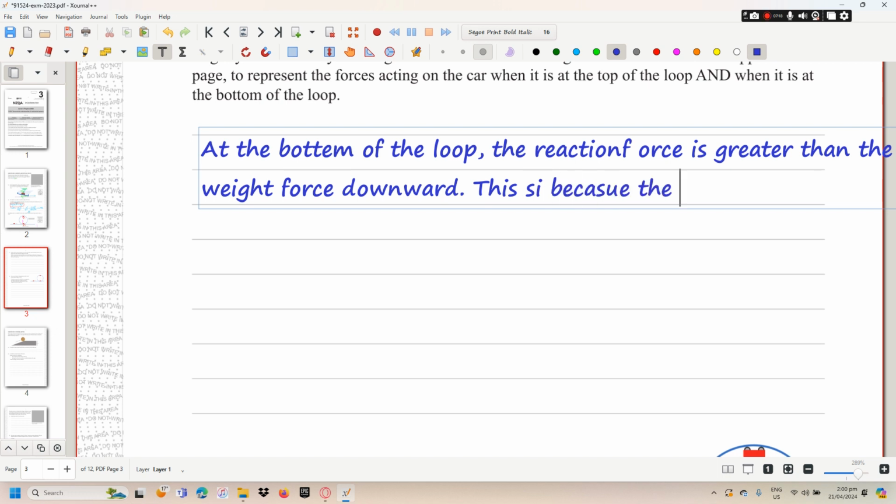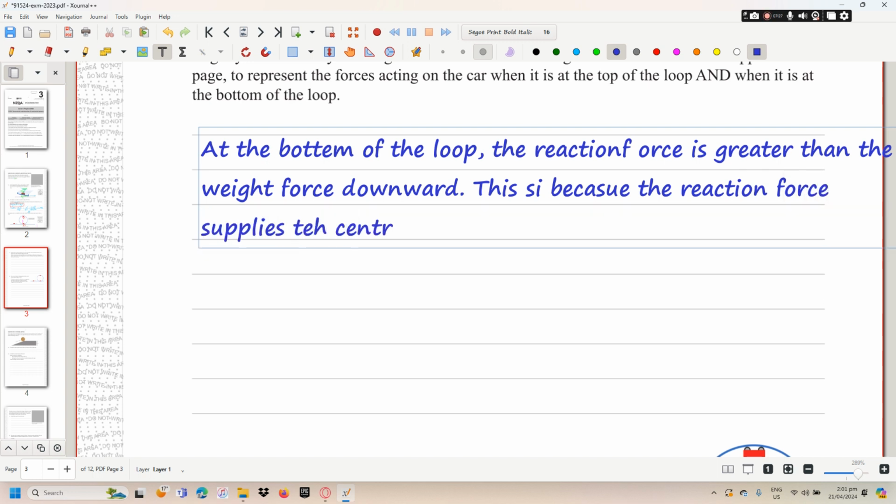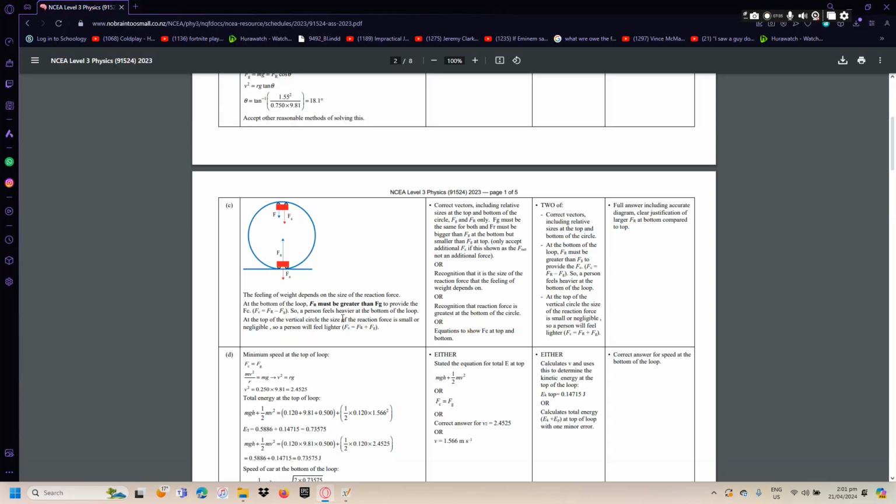This is because the reaction force supplies the centripetal force to maintain circular motion. Okay, that's a key point. They say "provide the centripetal force." They've really shorthanded it.